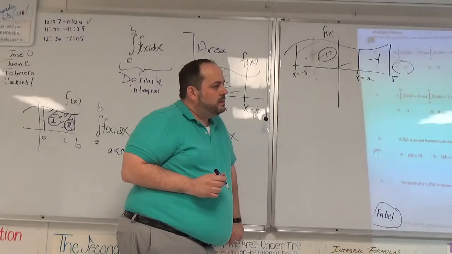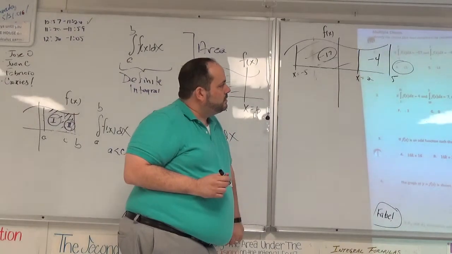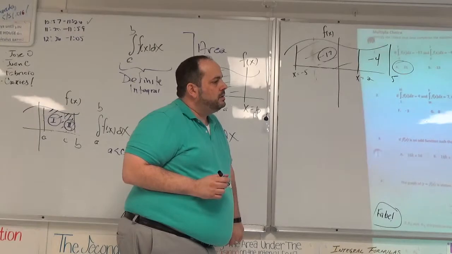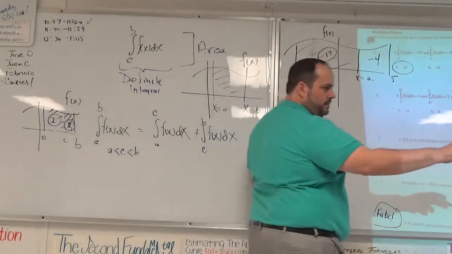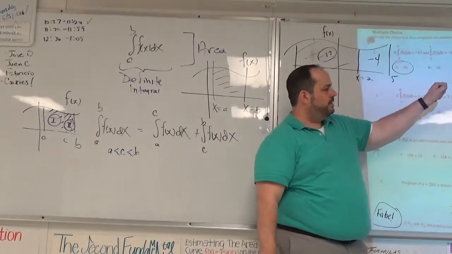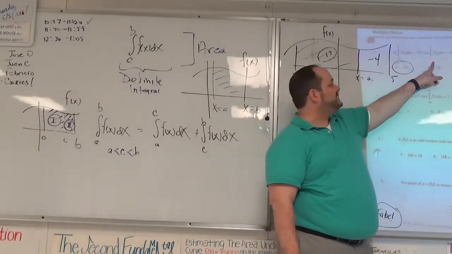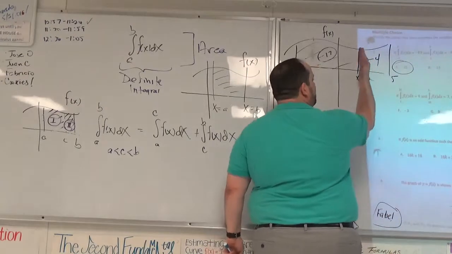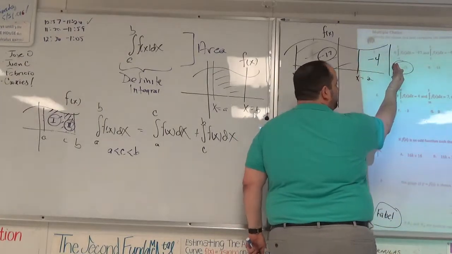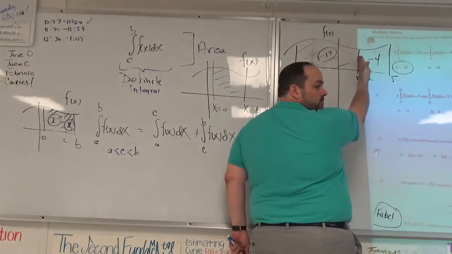You're not adding both of the 17 and 4. You won't add them because it's saying from 2 to 5, and the upper limit is 2 and the lower limit is 5. The upper limit is 2, the lower limit is 5. So if I'm really going to read this, this says the area not from 2 to 5, but the area from 5 to 2.